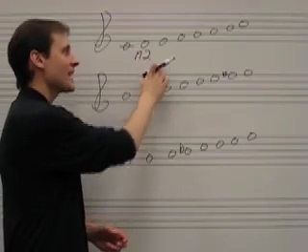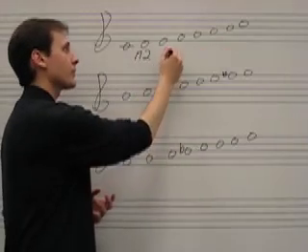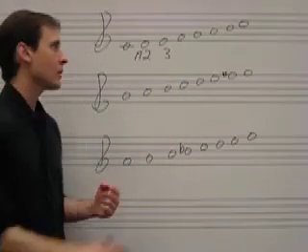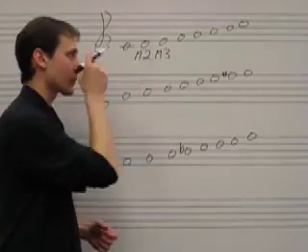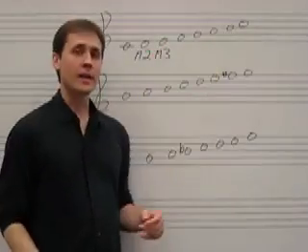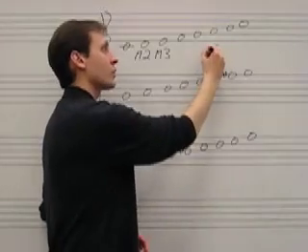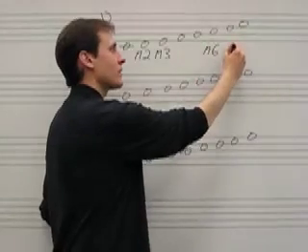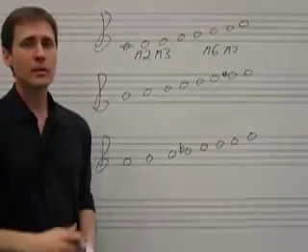Likewise, from C to E, C, D, E, is a third. And since E is the third note of the C major scale, we call it a major third. Likewise, if we go from C to A, that's a sixth, and we would also call that a major sixth. And finally, we have B, C to B, which is a major seventh.